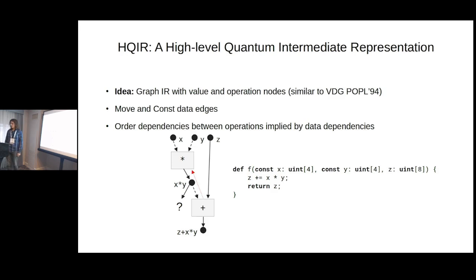It's somewhat similar to the value dependence graph introduced in POPL'24, but there are some differences. Because of the linear type system of Silq and the fact that weakening isn't allowed, we have move edges, which move the values, and const edges, which are for operations which borrow values but don't actually consume them. For example, here we have a program that, given two borrowed integers x and y, and a moved integer z, computes z plus x times y and returns z, where it consumed the original one and returns the sum.